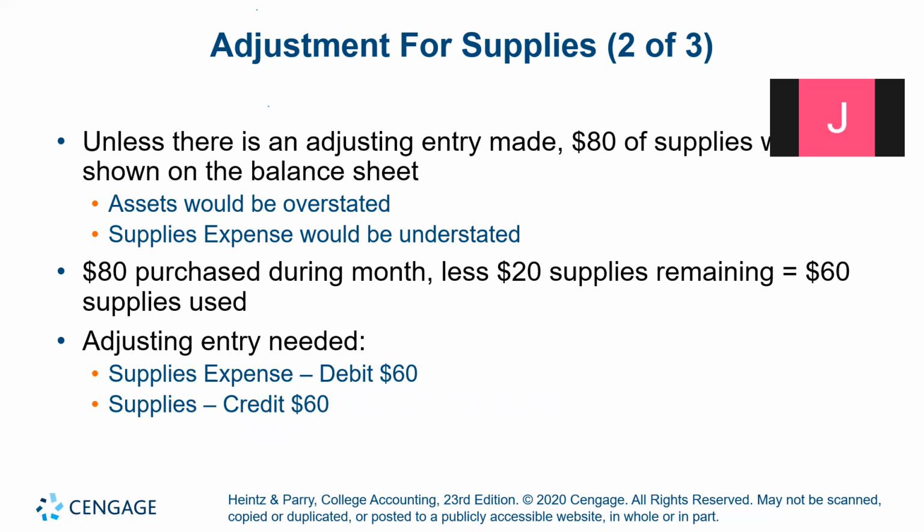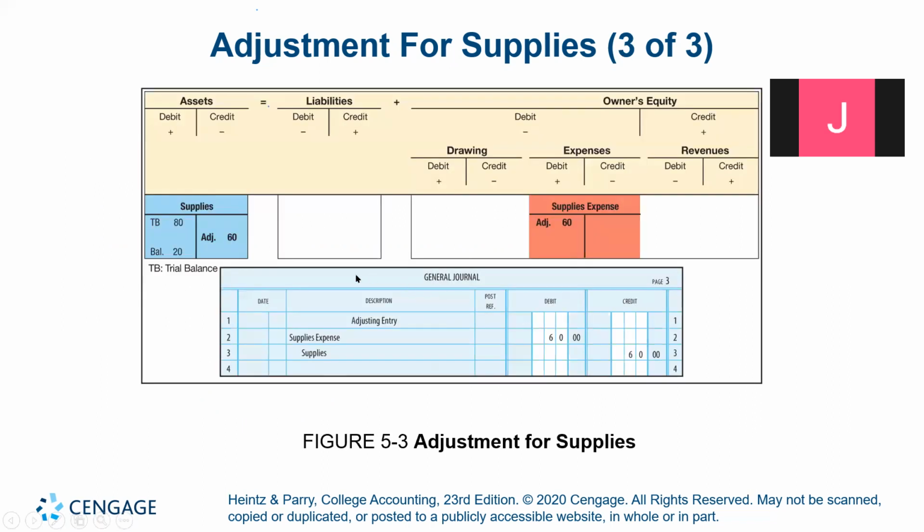Our journal entry is we are going to debit supplies expense and credit the asset account. If we don't do that, our assets are going to be overstated and our supplies expense would be understated. The financial records would be wrong. So let's take a look at the entry here. Here are the supplies, the original supplies, 80. We credit that because we counted 20. We know we used 60. We debit the expense, credit the supplies.